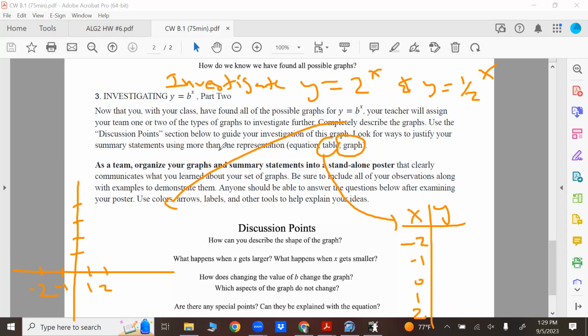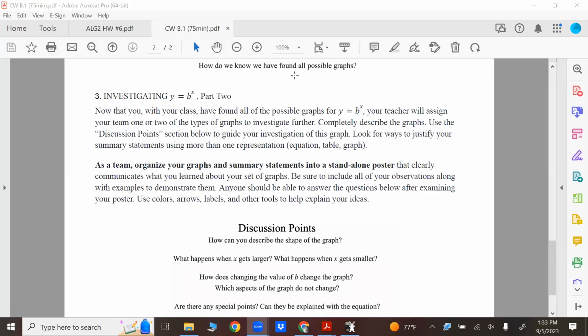Yeah, you use the calculator, initially. So what we're gonna do is make a table with all those equations using those X and Y values. And then you're gonna also make a graph.